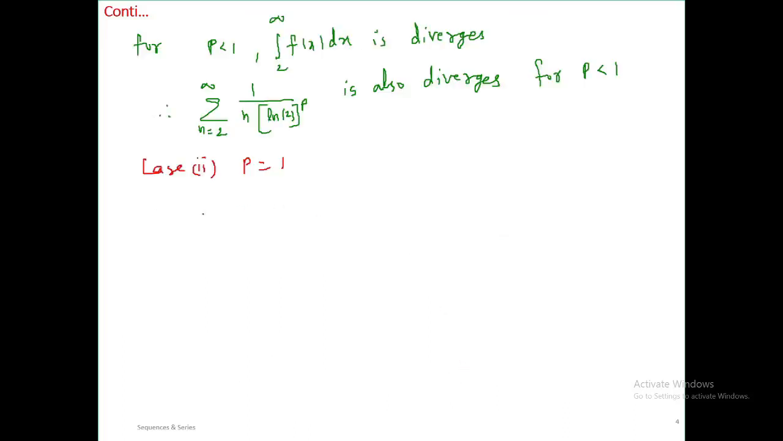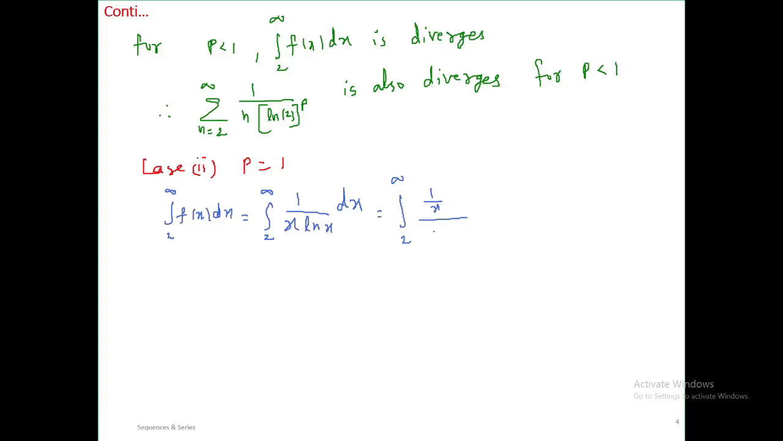So for p equal to 1, you start the integral again separately. The integration from 2 to infinity of f of x dx, where instead of p you substitute 1, is the integration from 2 to infinity of 1 upon x into ln x whole power p. But whole power 1 is just 1 directly. I want to modify this and write it like this: 1 upon x upon ln x.